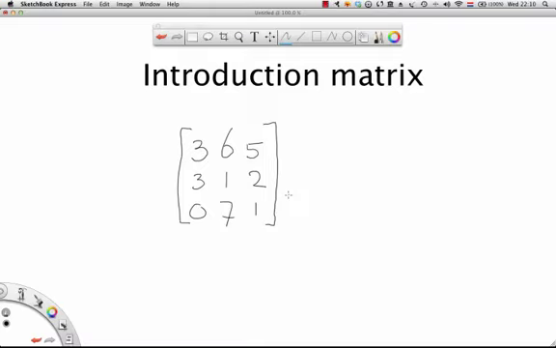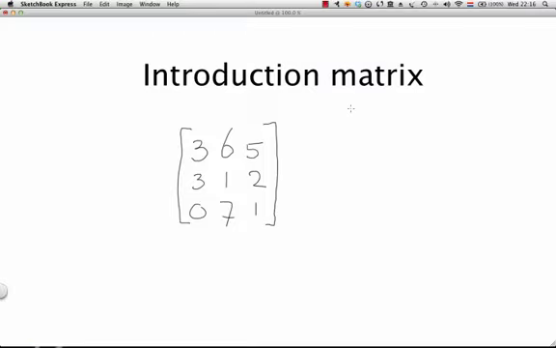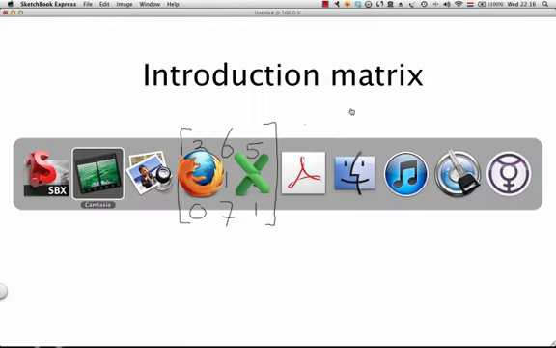Now, to what purpose could you use a matrix? We know the coordinates, we know the vectors, but what is the use of a matrix? Now, in order to give you an example where matrices are used, we have to go back to the beginning of the history of the personal computer. And I have a picture here of that.